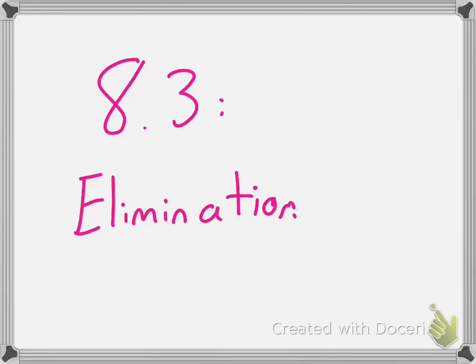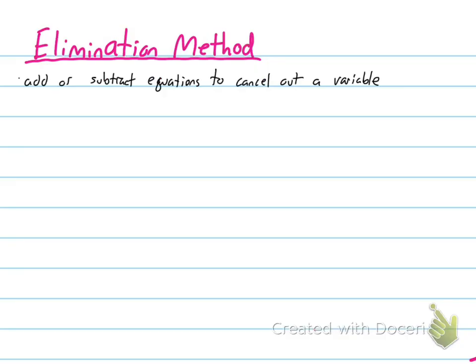In section 8.3, we're going to learn about elimination. The elimination method is when we add or subtract equations to cancel out a variable. Instead of substitution, we'll use this if the x and y are both kind of stuck in the equation and there's not one isolated. So again, it's best to use when neither variable is by itself.